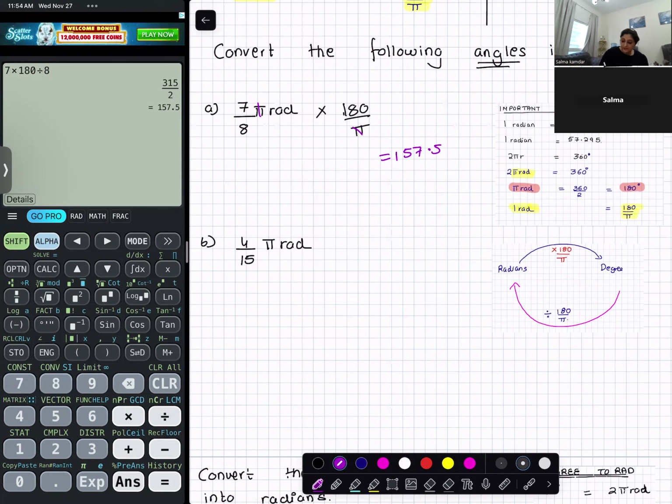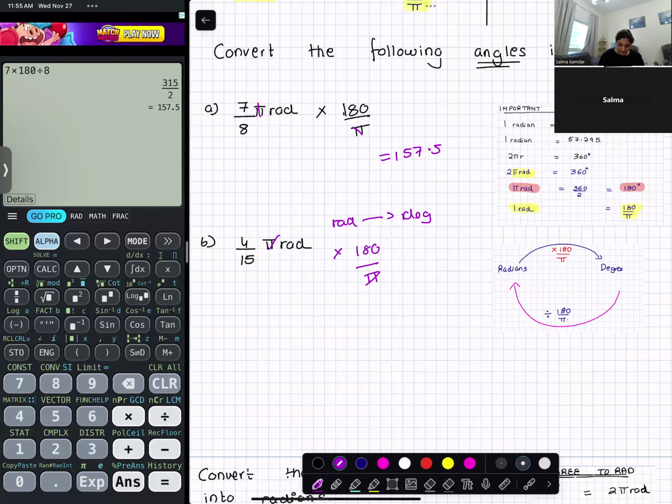So you want to convert rad into degree. If you want to convert rad into degree, you're going to multiply by 180 over pi. So into 180 by pi, pi gets cut. You have an answer of 4 into 180 divided by 15. So this makes it 48 degrees.